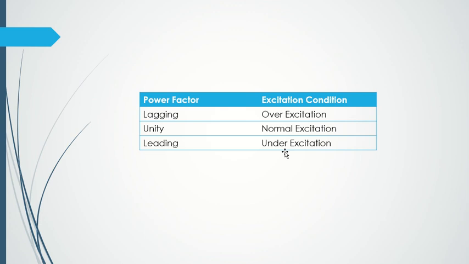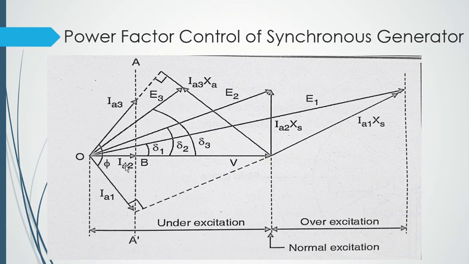When my power factor is unity, it is called normal excitation. Here the current and voltage are both in phase and the drop will remain perpendicular to the voltage. So such a condition is called normal excitation. And the third condition is when your current is actually leading your voltage. See, here is my voltage, your current is leading the voltage, and this E3 is falling short, and it comes here.